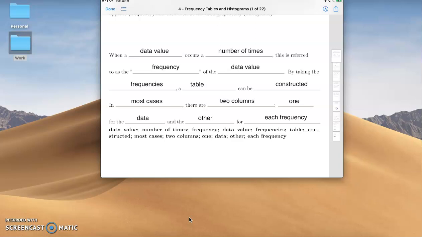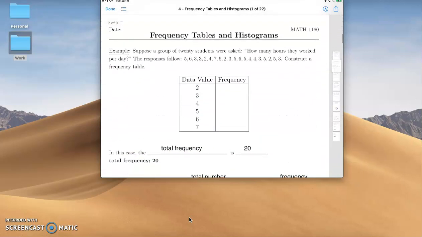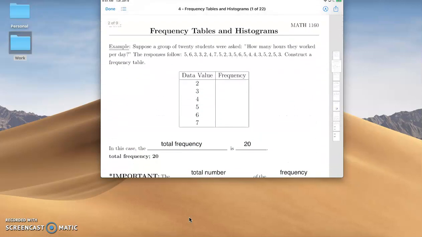In most cases, there are two columns, one for the data and the other for each frequency. Let's go ahead and take a look at an example. Suppose a group of 20 students were asked how many hours they worked per day. The responses follow. 5, 6, etc., all the way down to 3. I'm not going to read them in detail. Again, this is kind of why these frequency tables, it's cumbersome to look at all those numbers and it's not necessarily useful. So construct a frequency table.